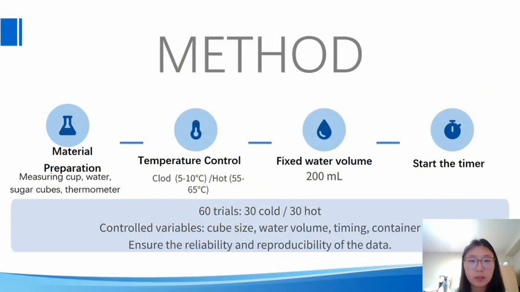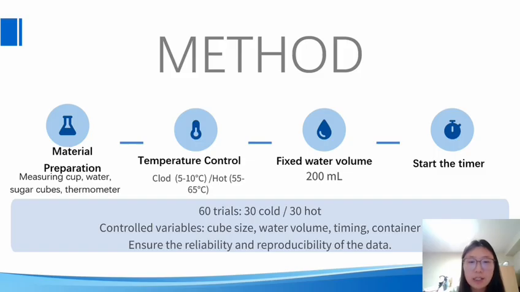I carried out a total of 60 trials. 30 trials were done using cold water at a temperature between 5 and 10 degrees Celsius, and 30 trials were done using hot water at a temperature between 55 and 65 degrees Celsius. To make sure the results were reliable, I kept everything else the same. This includes the amount of water, the size of the sugar cube, the container, and the timing method for every trial.